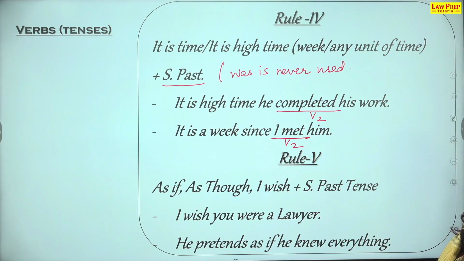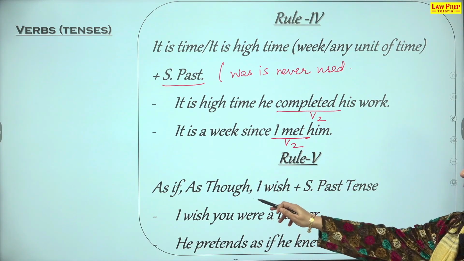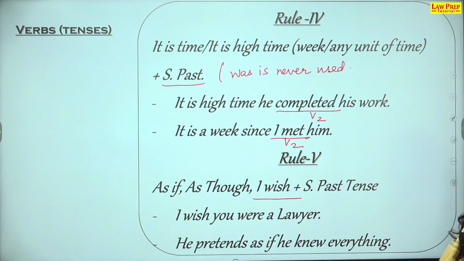और as if, as though में भी same rule है, और I wish इसका example 2 बार आ चुका है. I wish you were a lawyer. He pretends as if he knew everything. Don't behave as though you were a minister. So which tense is used? Simple past tense. Right, everything clear? All okay?